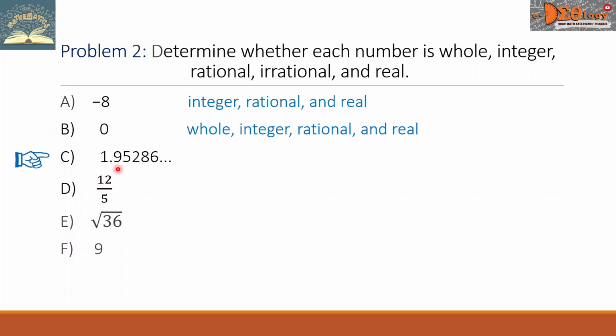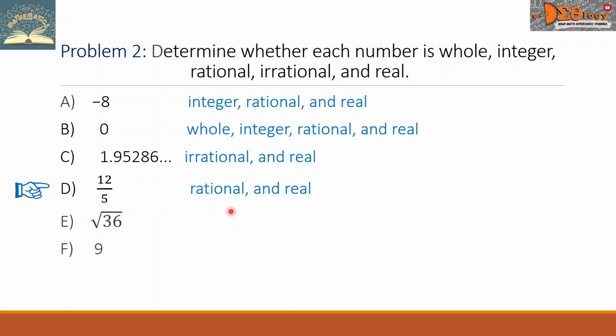Letter C, 1.95286... This is a decimal that never stops, and the digits are not repeating. So this is an irrational number and real number. Letter D, 12/5. This is a fraction. Immediately we can conclude that this is a rational number and real number.